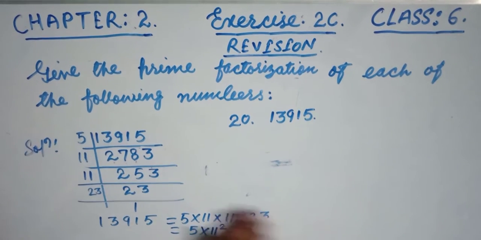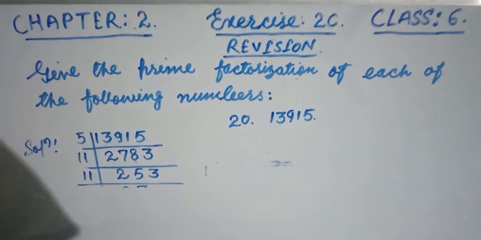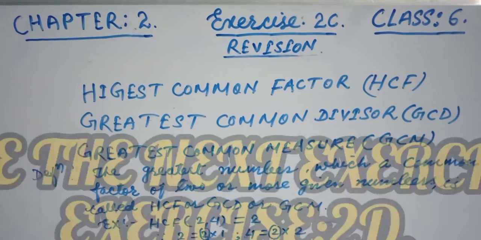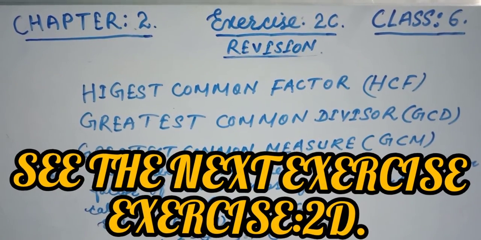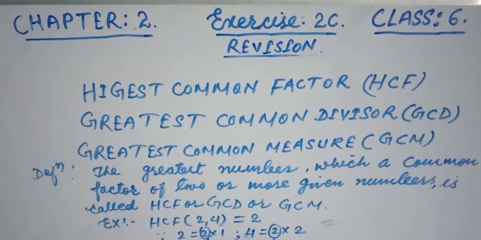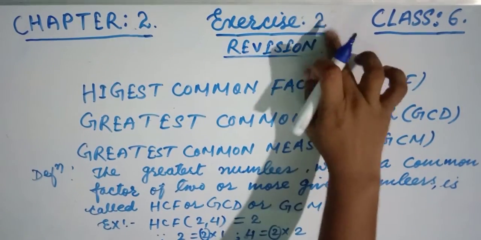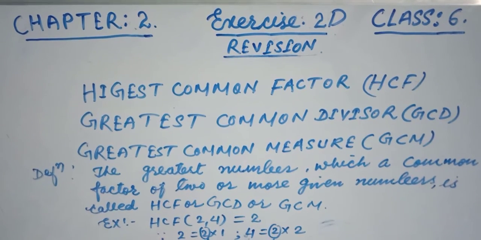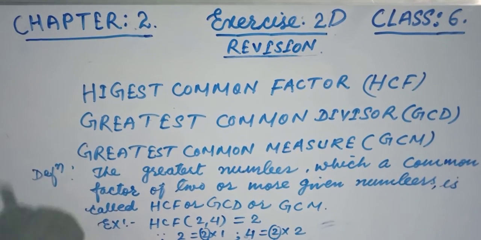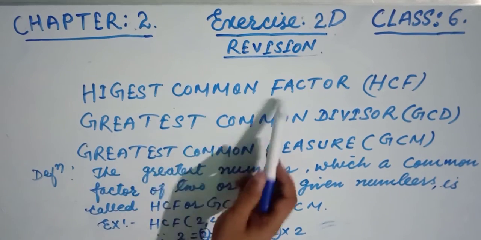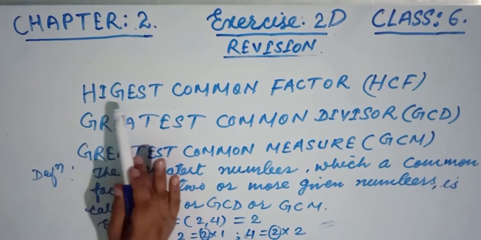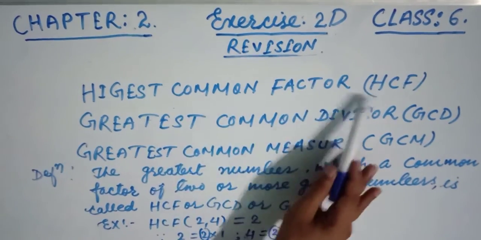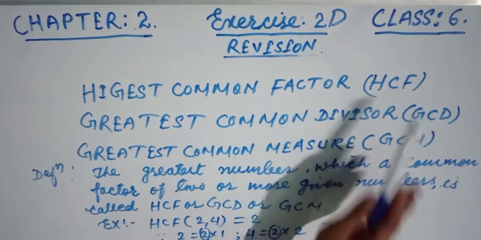Okay friends, now come to the next exercise. Now see friends, in order to solve a couple of questions of exercise 2D, first friends, learn the term HCF. So see friends, here the highest common factor. This is the full form of the HCF: H for highest, C for common, and F for factor.